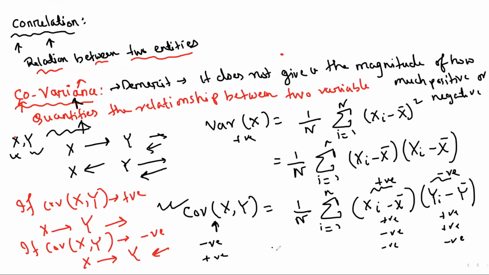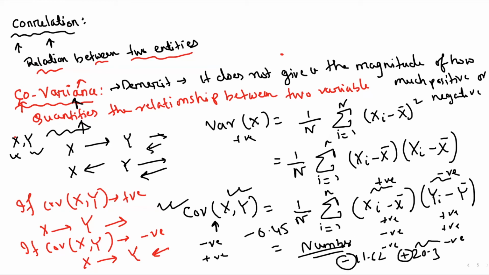Because here we'll get some number. Let's say it is minus 0.45, or minus 11.62, or plus 20.3, something like this. This number doesn't make any sense in this formula. The only thing that matters is the sign.